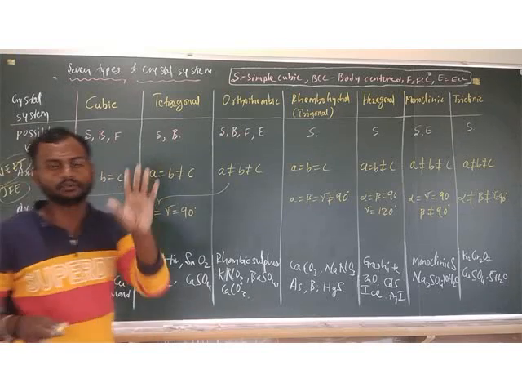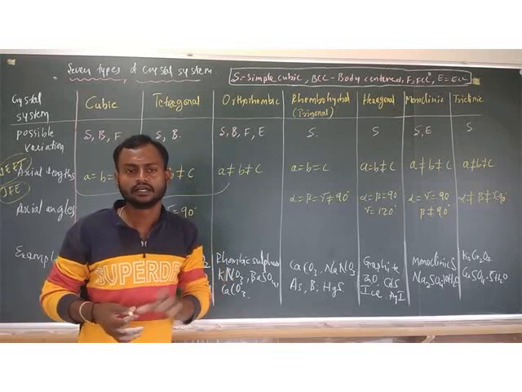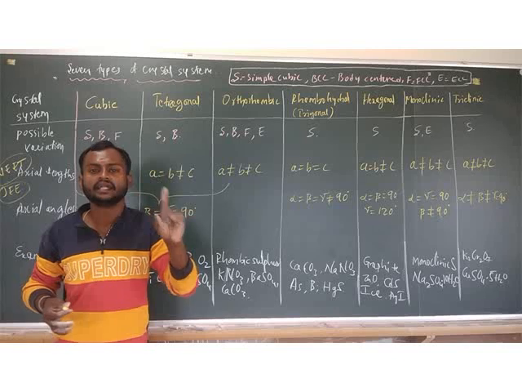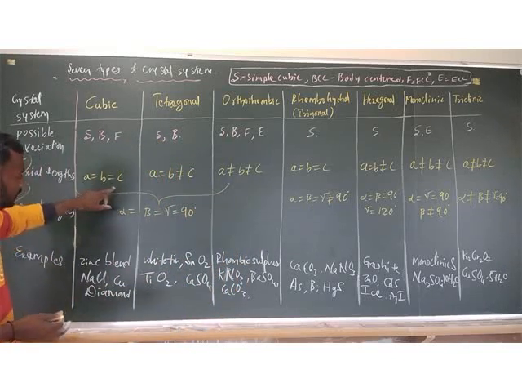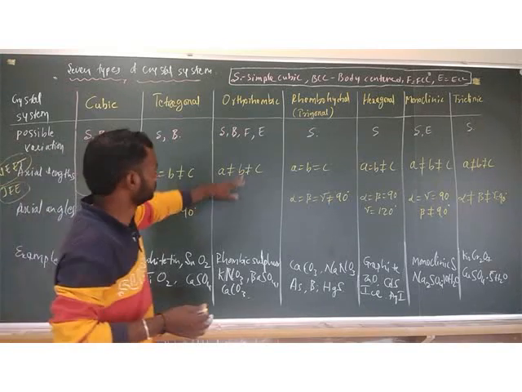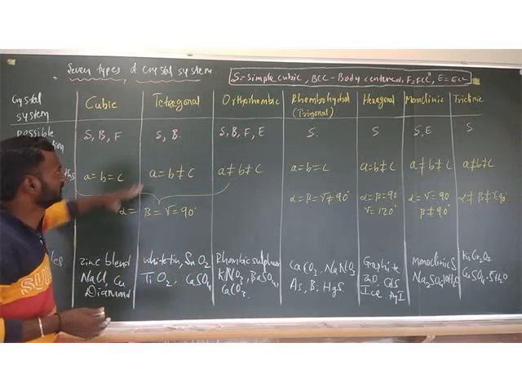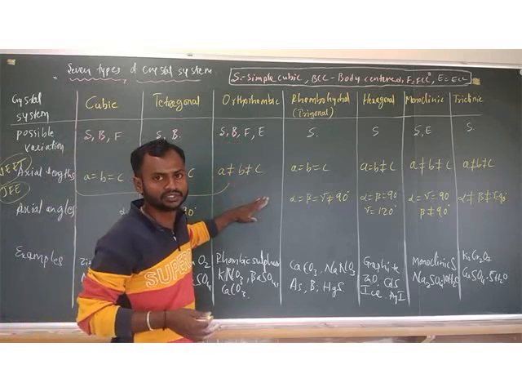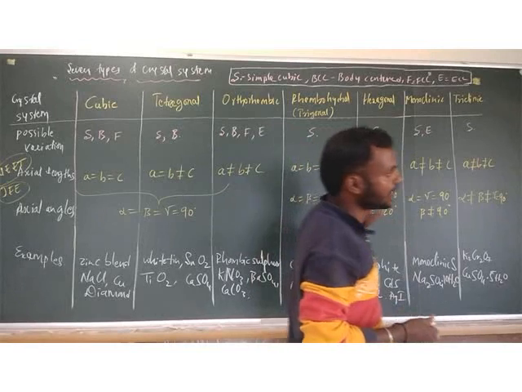First one, CTO. These all have angles equal to 90 degrees: alpha, beta and gamma are equal to 90 degrees. So alpha equals beta equals gamma equals 90 degrees for cubic, tetragonal and orthorhombic as well. Then come to the next, RHMT.